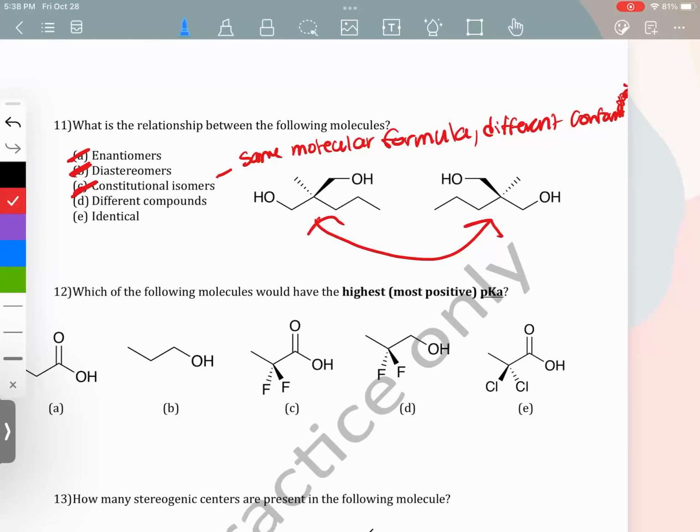And do they look like different compounds? No, they look exactly the same. So the answer is E. They're identical. Identical compounds. Any questions on that?